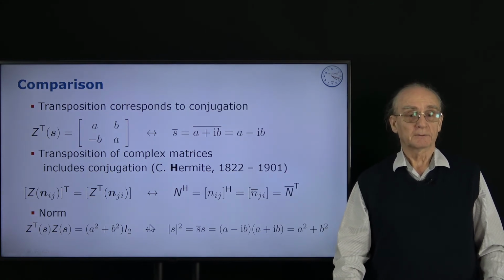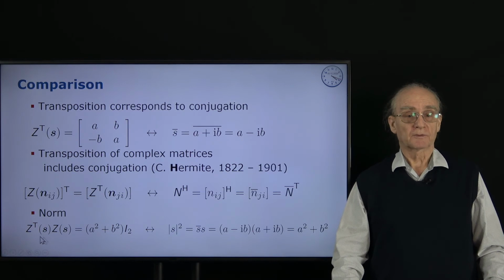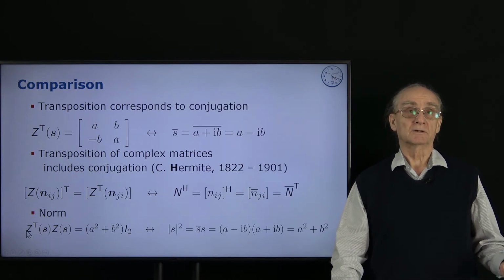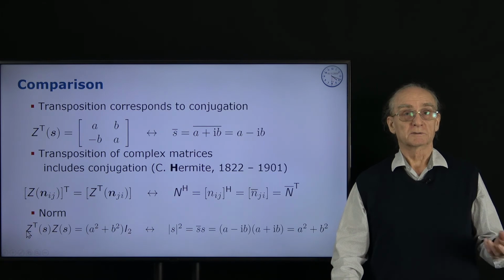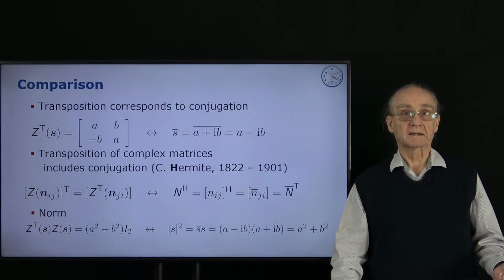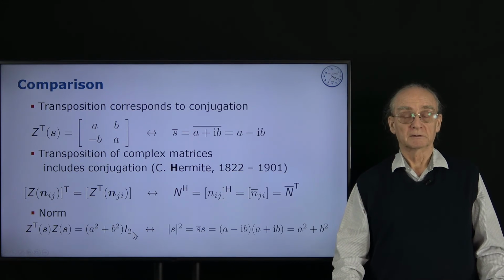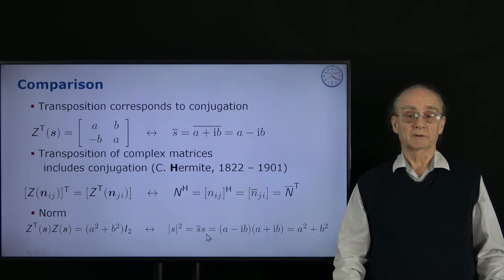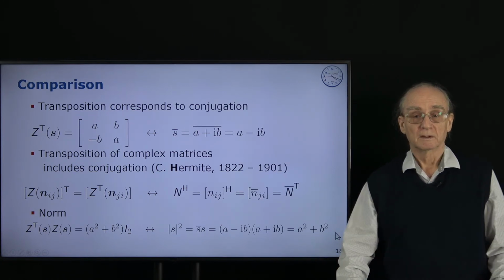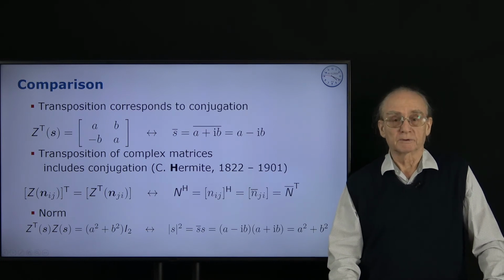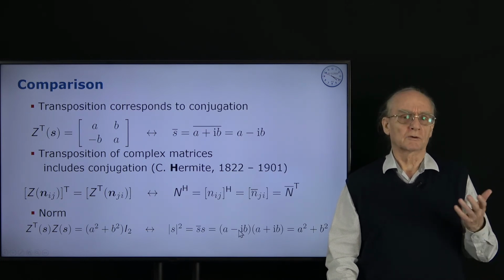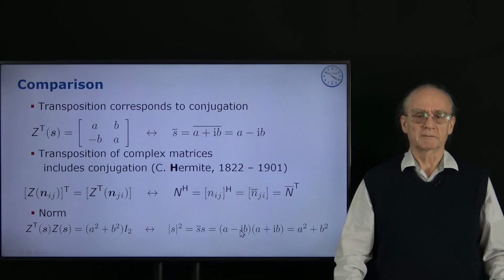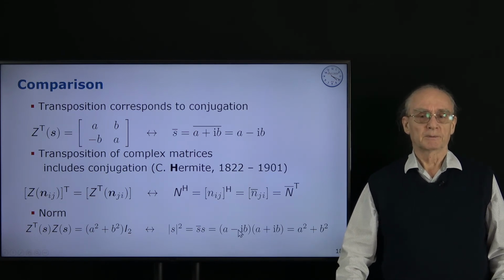And finally, we have the norm. That means the length of the vector S, which is a squared plus b squared. If we take Z transposed times Z, which is, because Z is a scaled rotation, the square of the scale multiplied with the unit matrix. And this corresponds to multiplying the conjugate of the complex number with S, and you get the absolute value of this complex number squared. So this is, so to say, a repetition of what you probably learned in mathematics about complex numbers, and we will now use this.